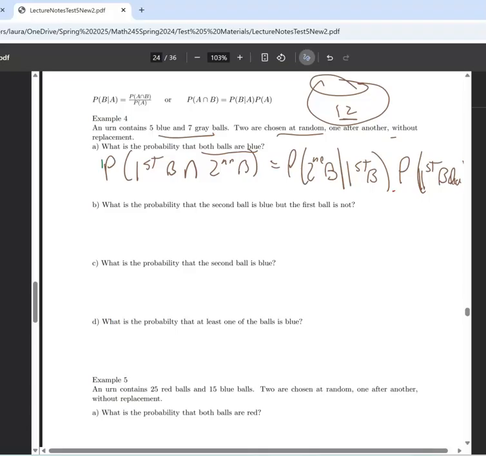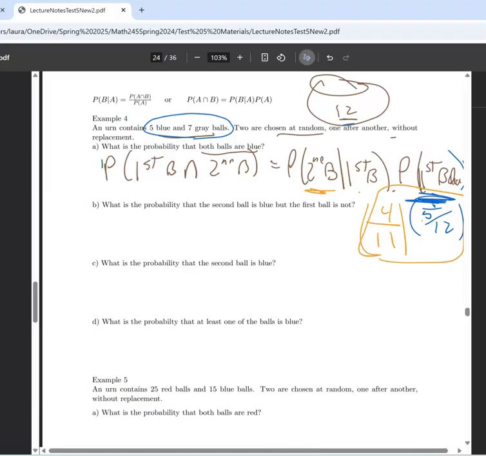Okay, so let's see. I'm going to start with this one. Probability that the first ball is blue. So out of the 12 balls total, I have 5 out of 12 that are blue. All right, now I'm going to the next without replacing. I want the second ball to be blue, knowing that the first is blue. Well, I know I have only 11 balls to pick from. I already chose one of the blue balls, so there's 4 blues to choose from. And that's the answer for part A.